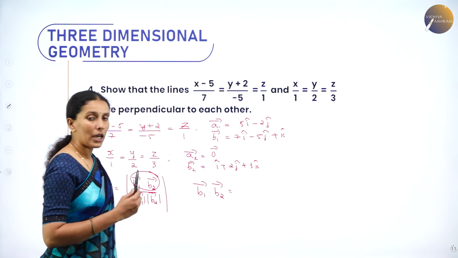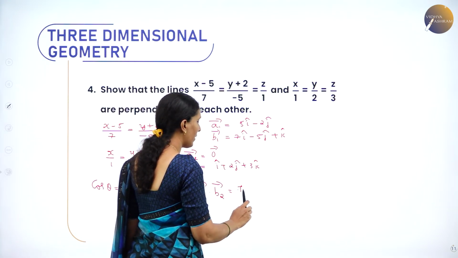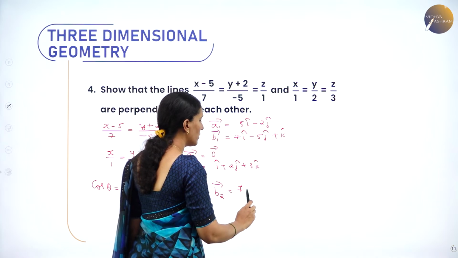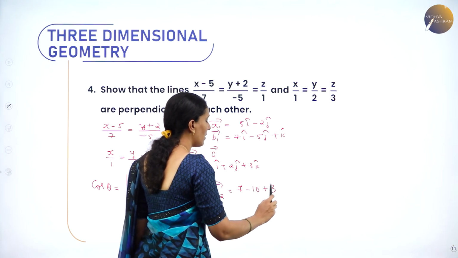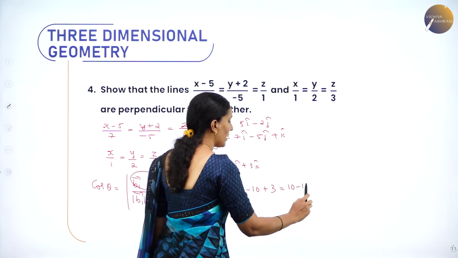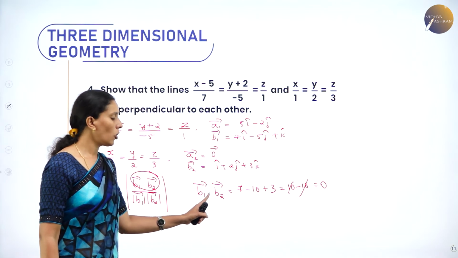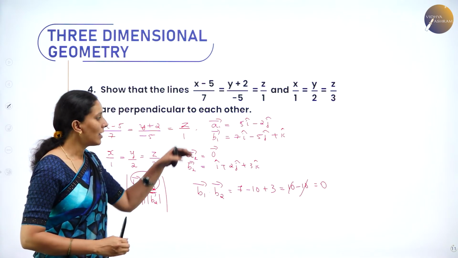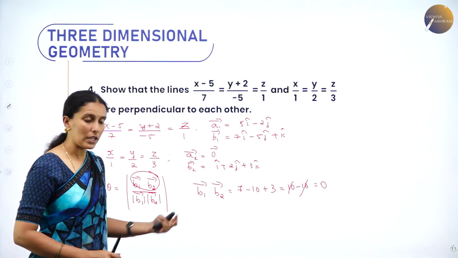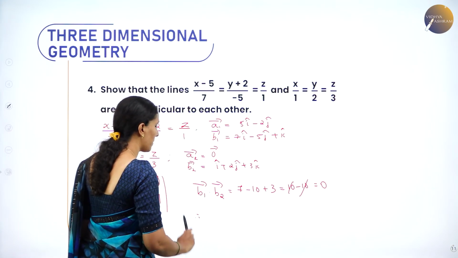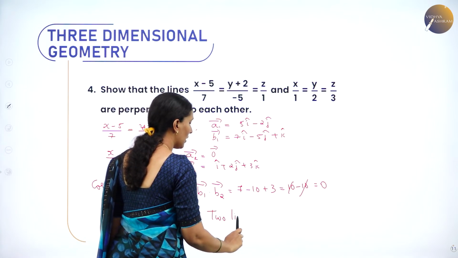Multiply corresponding components. Now, 7 into 1 is 7, minus 5 into 2 is minus 10, 1 into 3 is 3. So, 7 plus 3 is 10, and 10 minus 10 is 0. So, this is equal to 0. We got B1 dot B2 equal to 0. That means A1 A2 plus B1 B2 plus C1 C2 is equal to 0. So, we can clearly say that the two lines are perpendicular.